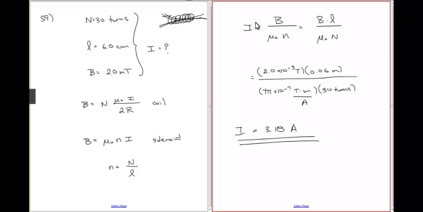So let's see if that was all they asked for. We have find the current. Okay, so that was it. Hold on just a second and make sure this is correct. Okay, so I've checked it, and that is the correct answer.